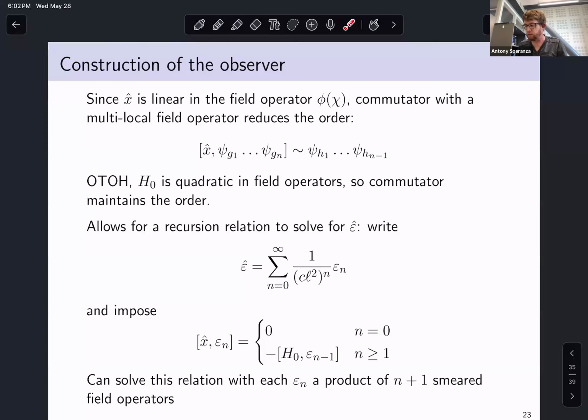And so you can perturbatively solve a recursion relation where you write this as a sum of a bunch of operators suppressed by the slope here, and you can solve this equation that it commutes with the Hamiltonian, where you find the piece lower order in this series that is not commuting with the free field, the quadratic piece, and you cancel it with a term by finding a commutator with the linear piece. And so in this way, you write down a series of operators where each term in the series is more non-local. So the term epsilon n in this series will be a product of n plus 1 smeared field operators.